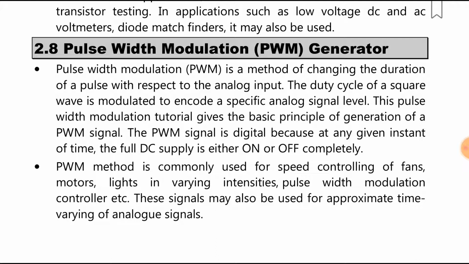The PWM signal is digital because at any given instant of time, the full DC supply is either on or off completely. The PWM method is commonly used for speed controlling of fans, motors, lights in varying intensities, pulse width modulation controller, etc. These signals may also be used for approximate time varying of analog signals.